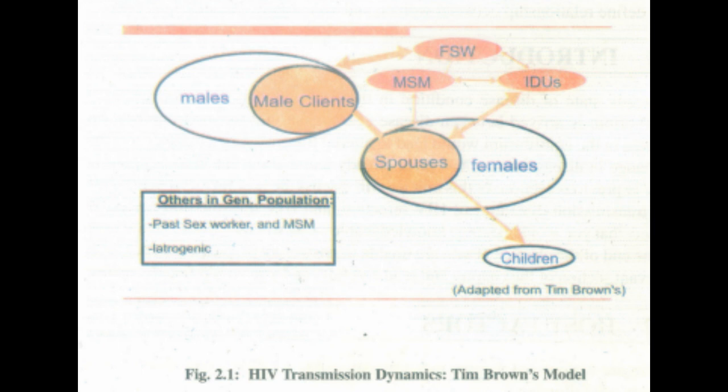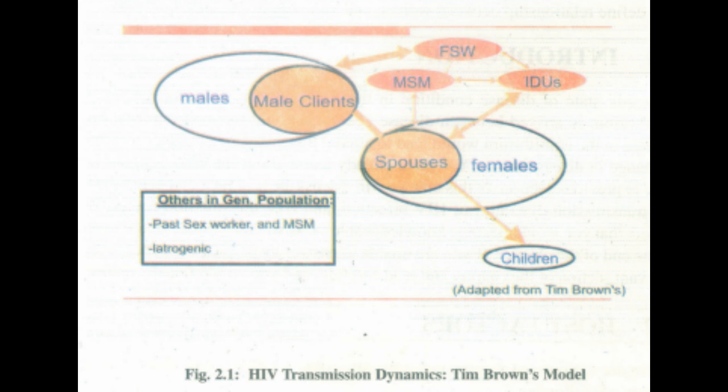The bridge population further transmits the infection to their spouses or girlfriends. These female sexual partners can further transmit the HIV infection to their unborn children, where the infection reaches the dead end. This stage of epidemic is called truncated epidemic. 2.2.2 Risk behavior and spread of HIV infection. Tim Brown has developed a model to explain the transmission dynamics of HIV infection in a given population that is reproduced below. Figure 2.1, HIV transmission dynamics.